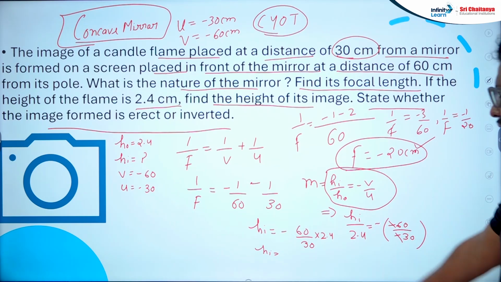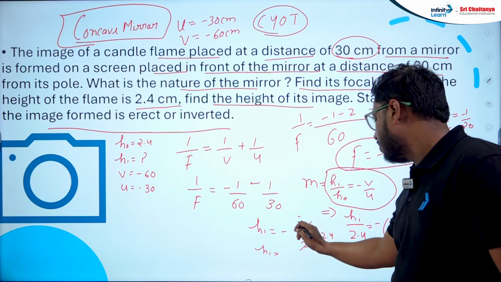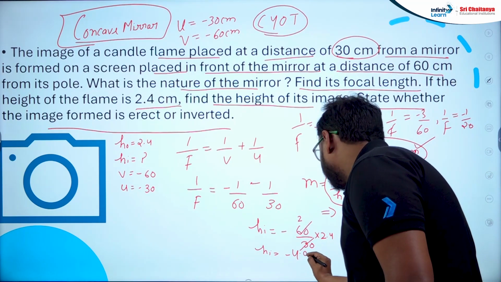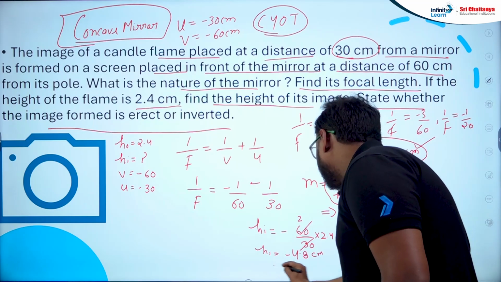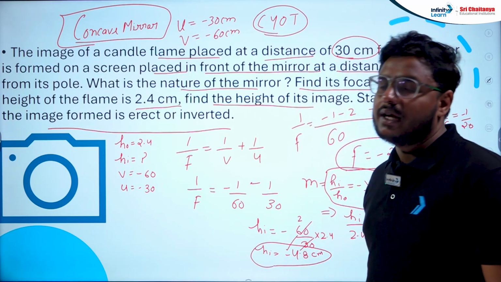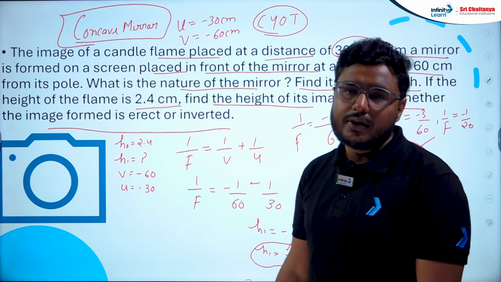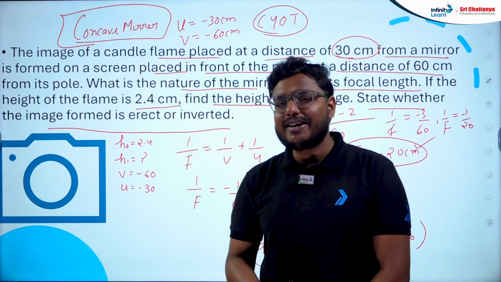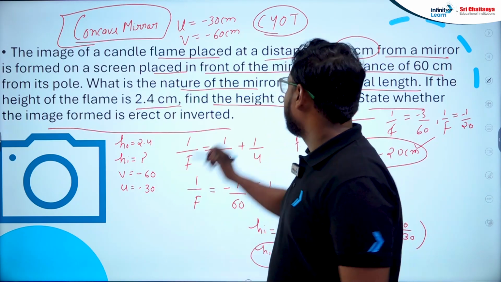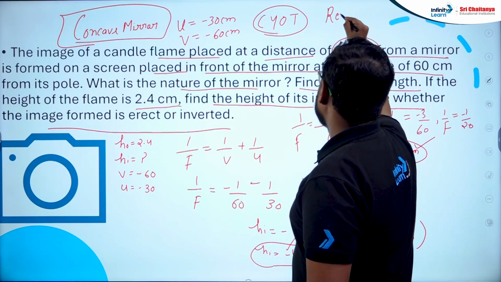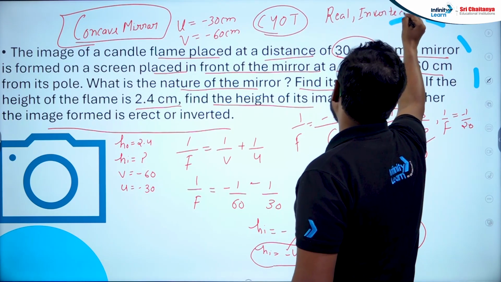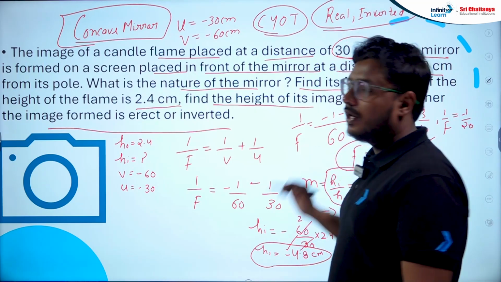So whatever it is, it comes with a negative sign, and actually the calculation is very easy. Minus 4.8. Am I right? I hope you all are getting the same answer. Minus 4.8. The minus sign denotes that the image is below the principal axis. If it is below the principal axis, we can clearly say that the image is going to be real, inverted, right? So the image is going to be real and inverted.